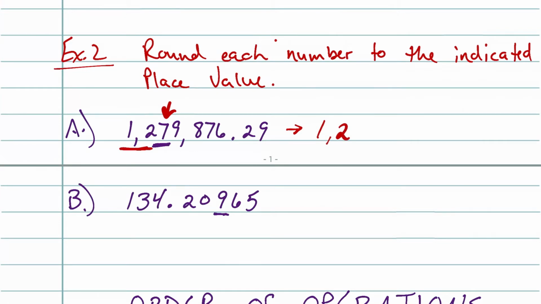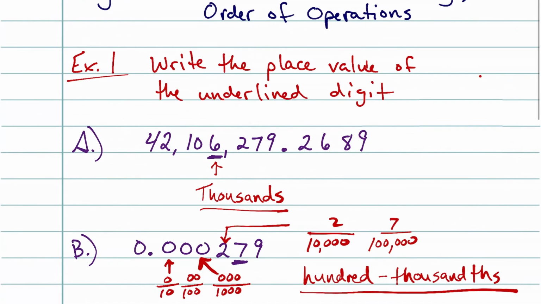Then I'm going to look just at these 2 numbers. If I look at that as a 2-digit number, and I ask the question, is 79 closer to 70 or 80? You should be able to answer it: it's closer to 80. So I'm going to change just those 2 digits to 80.